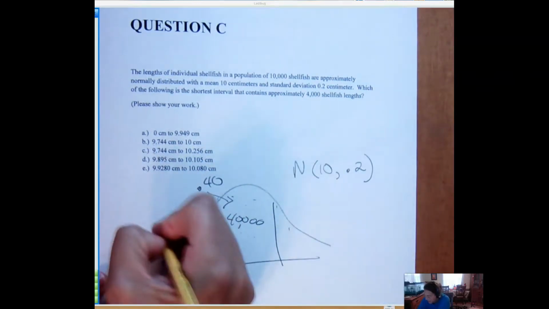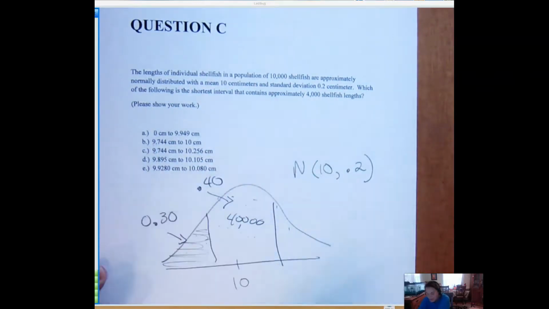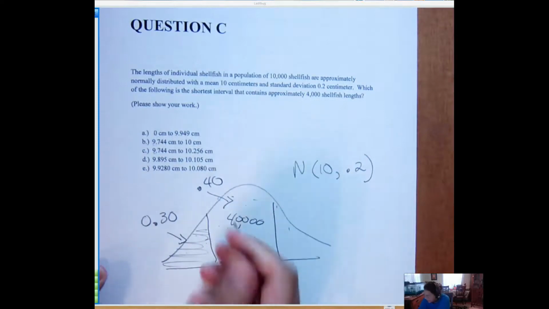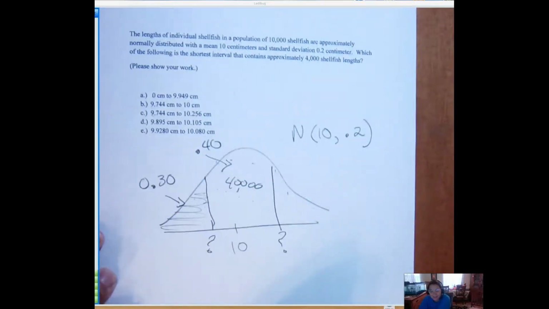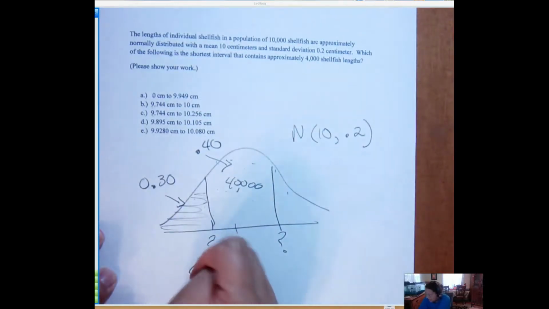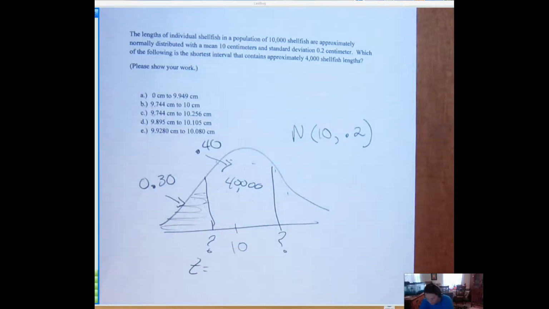I'm hoping you're like, why didn't I think of that? That's 30%, right? So can I figure out this and this? I'm hoping you're saying, I know how to do this. Okay. Yeah, go get your z-score. Go to your table. Look up 0.30.